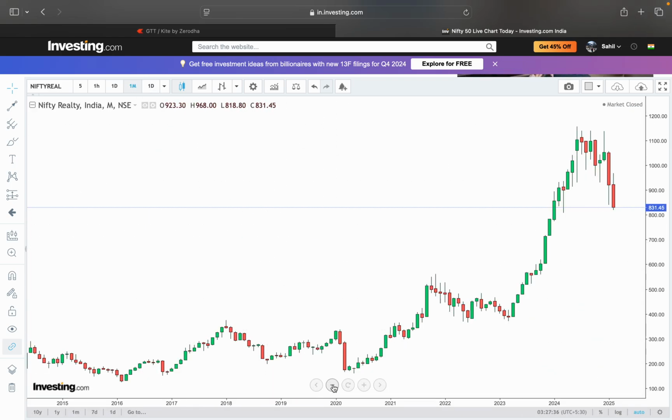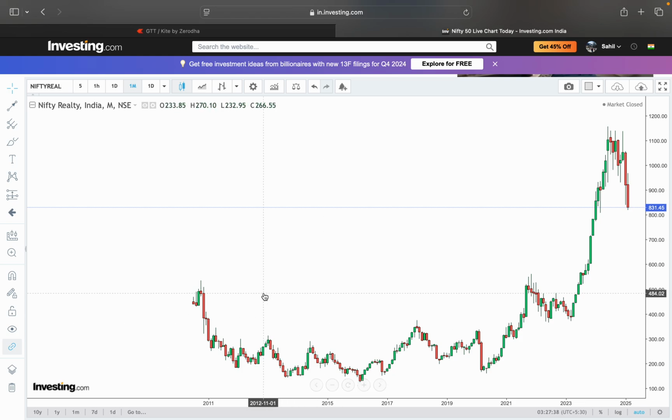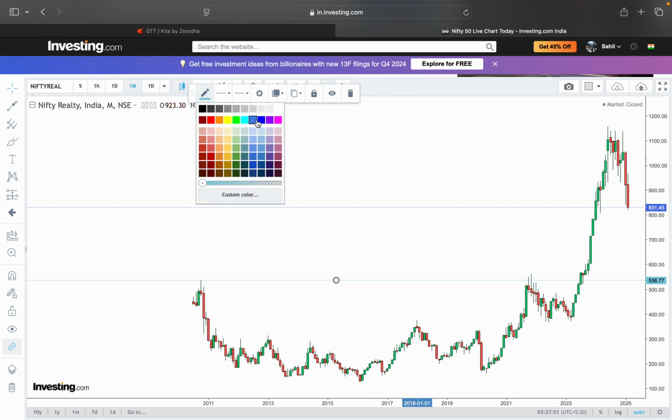So the trend, of course, is, I mean, this index has given a breakout for the first time. So I'll just draw the horizontal line here so you can clearly see what I'm referring to. I'll just darken it right here.